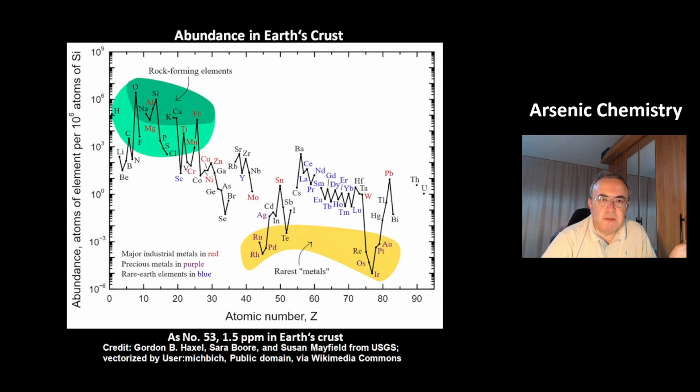This is the picture of the abundance of the chemical elements in Earth's crust. Arsenic is here. It is number 53, and the concentration is 1.5 parts per million in Earth's crust.